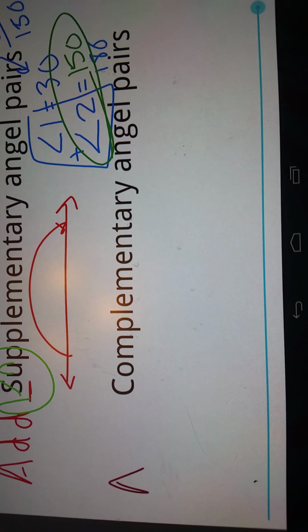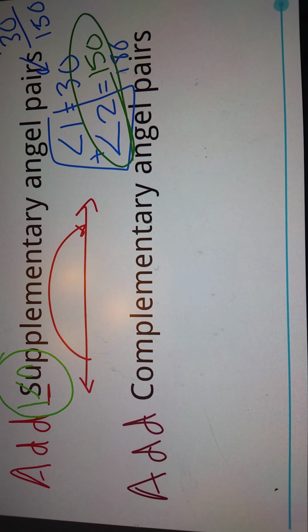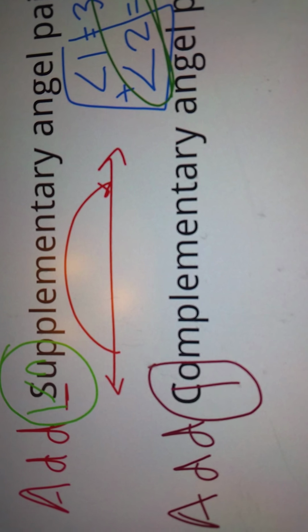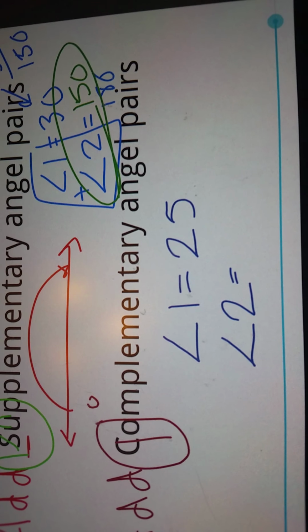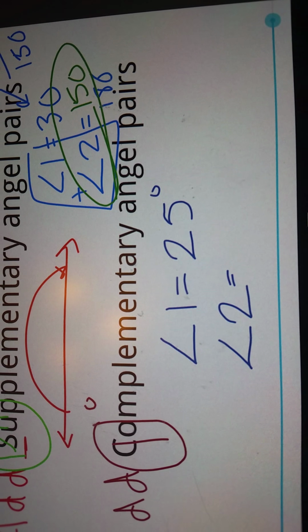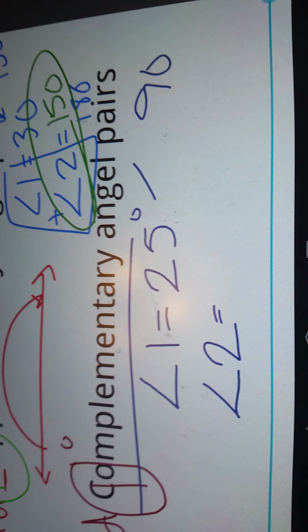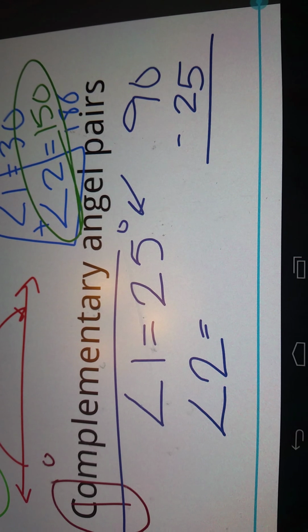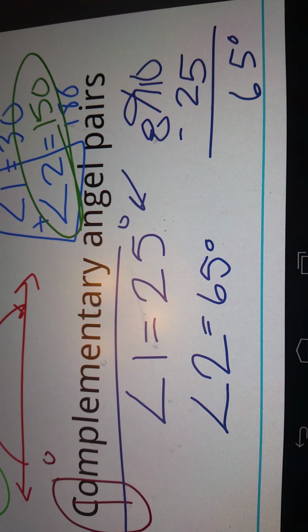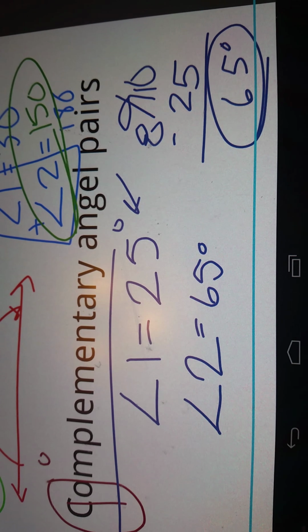Complementary angles will add to 90 degrees. So if angle 1 is 25 degrees and it wants you to find the measure of angle 2, knowing that they are complementary tells us they add to 90. So I'm going to start with the 90 they have to add to and subtract the given angle, which is 25 degrees. Which gives us the measure for angle 2 is 65 degrees.